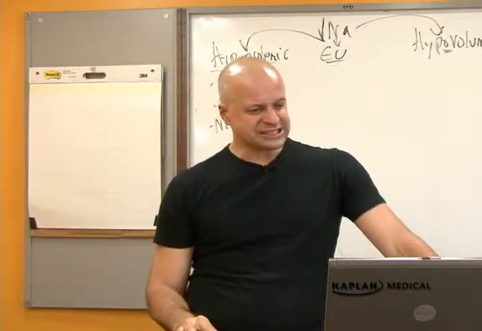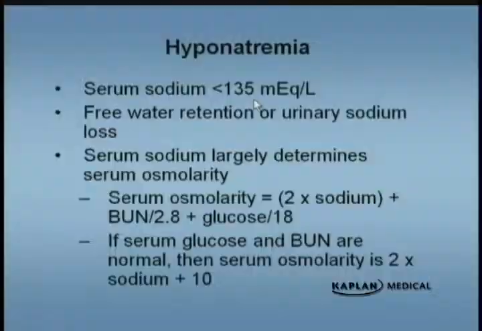Well, I see these things here about water retention or sodium loss. That's kind of like, spend less, save more, whatever. The whole point is that when you have a low sodium, automatically you see the osmolality is low. As a matter of fact, if your glucose and BUN are normal, osmolality is 2 times the sodium plus 10. That's really saying that serum sodium is osmolality. The vast majority of osmolality is the serum sodium. So when you see hyponatremia, you should be thinking osmolality is low.